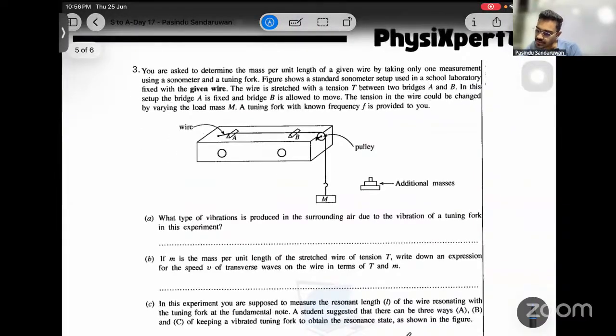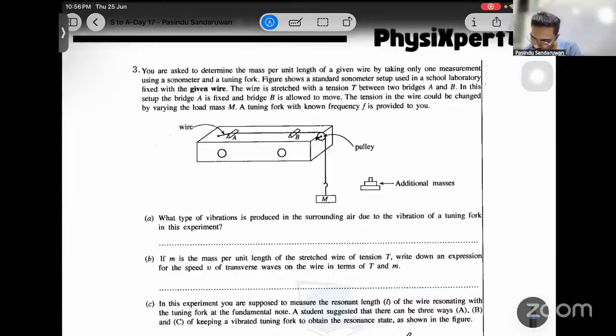You are asked to determine the mass per unit length of a given wire by taking only one measurement, using a sonometer and a tuning fork. The figure shows a standard sonometer setup in a school laboratory fixed with the given wire. The wire is stretched with a tension T between two bridges A and B.